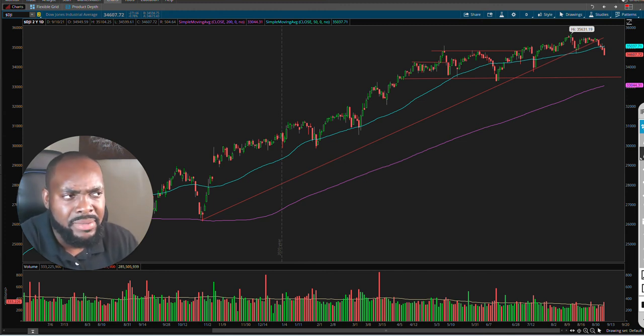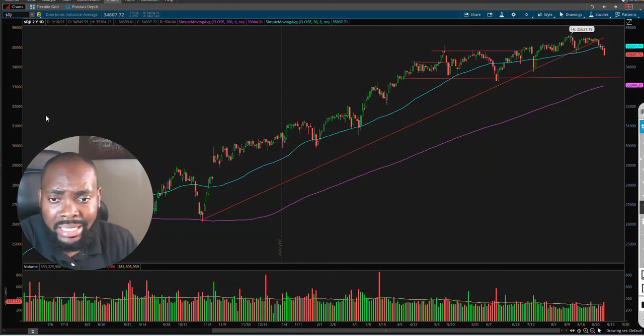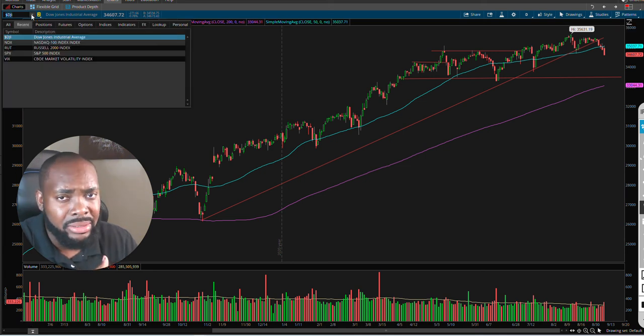But if we come down and break these critical levels, we can definitely look to see selling volume continue to pick up, and that would only shove all of the indexes further to the downside. All right, so let's continue to watch those levels and see what we find.